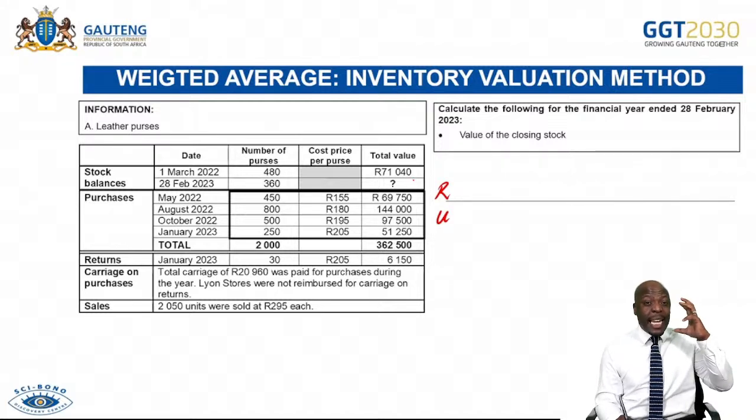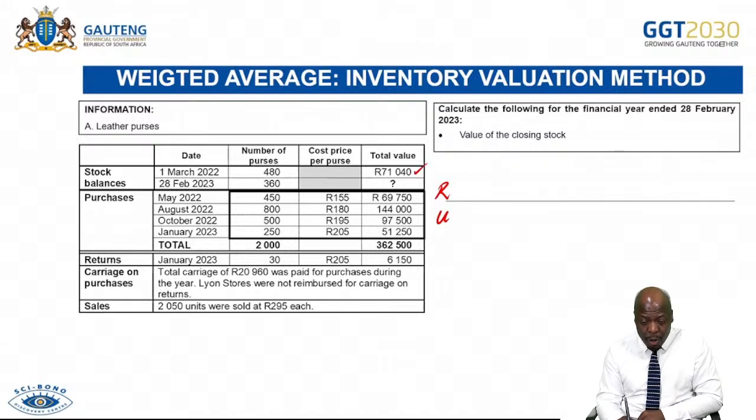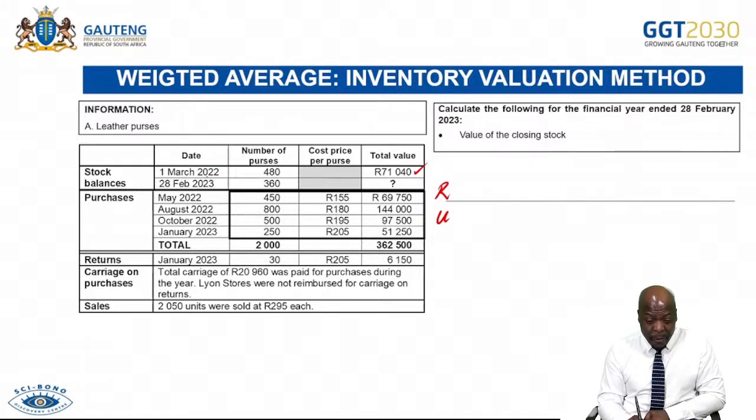So in my mind, I'm thinking calculation of cost of sales. Let's begin. Opening stock. Can you see that one there? So how do I know it's opening stock? It is on the 1st of March for the year 2022.